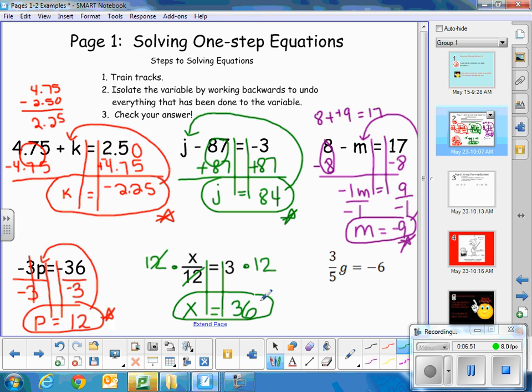To check your work, you take and plug 36 back in for x. 36 divided by 12 is 3. Therefore, we have the correct answer.